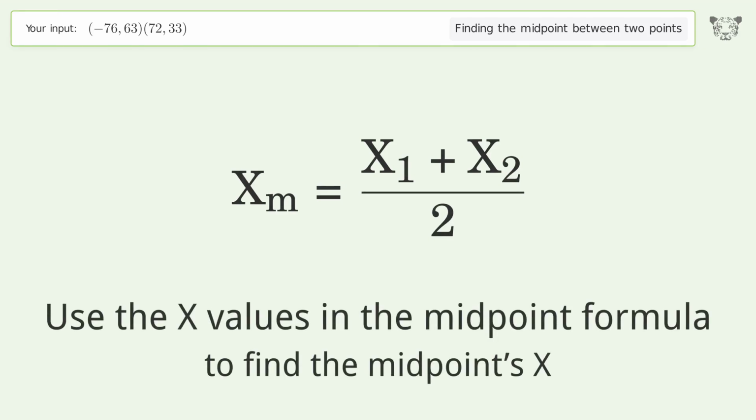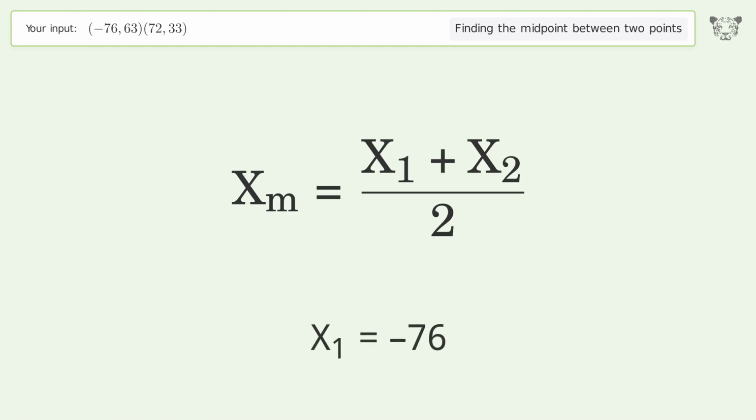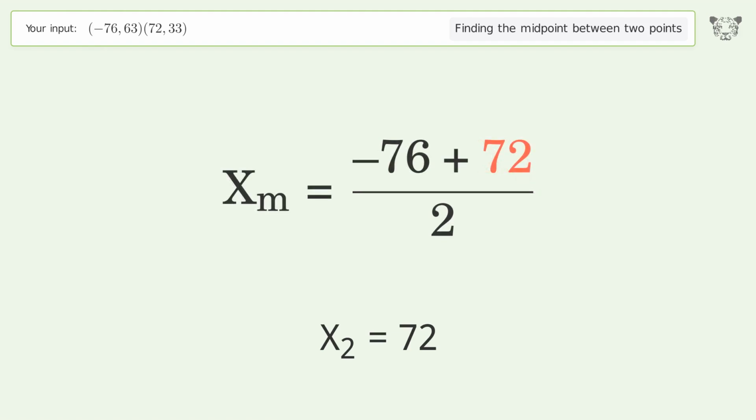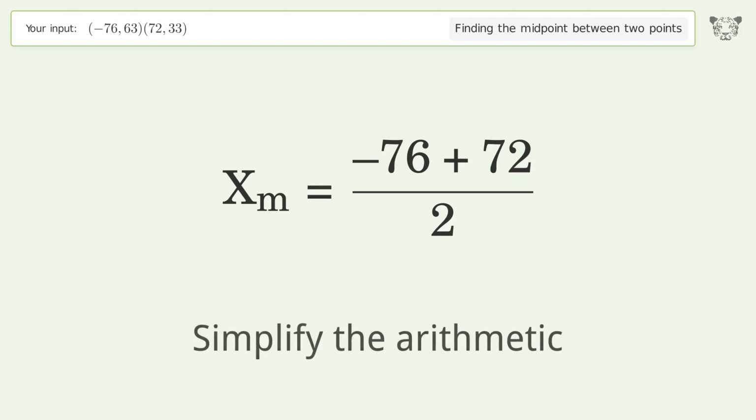Use the x values in the midpoint formula to find the midpoint's x. x1 equals -76. x2 equals 72. Simplify the arithmetic.